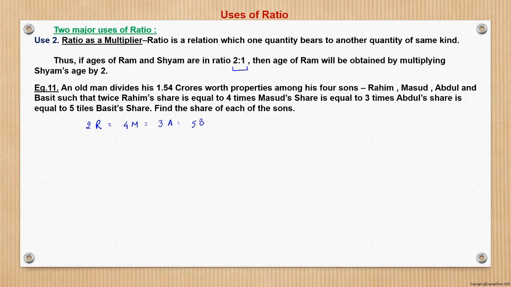Now, can we say that the ratio of shares of R, M, A and B is equal to 2 is to 4 is to 3 is to 5? Can we say this? No, we cannot say this.